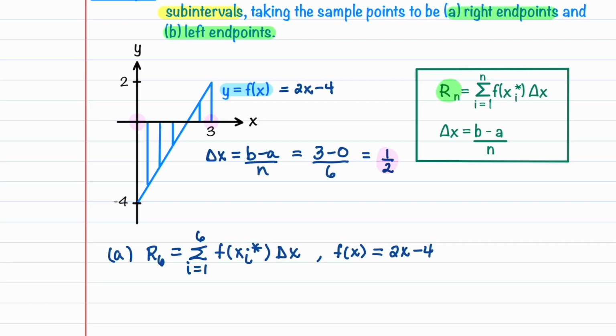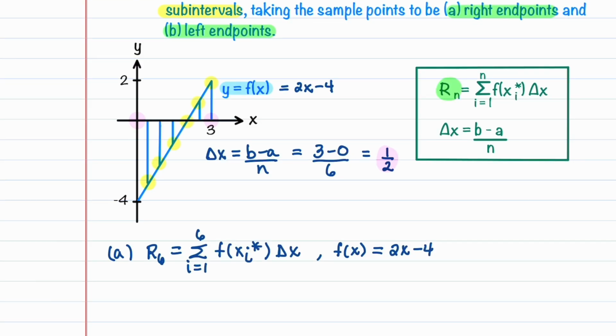Since we are using right endpoints to calculate the height of each rectangle, that's these points right here, we can say that x sub i star is just equal to x sub i, and the formula for that is a plus i delta x. a is our left-hand endpoint, which is 0, so we just have i times delta x, which we calculated to be 1/2. So this is i times 1/2.